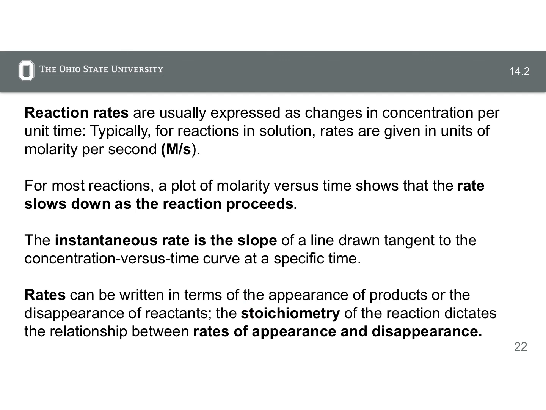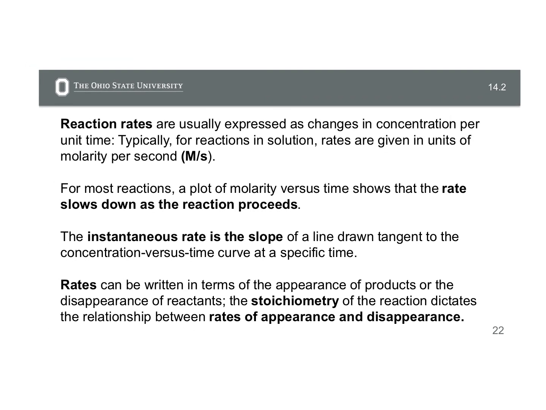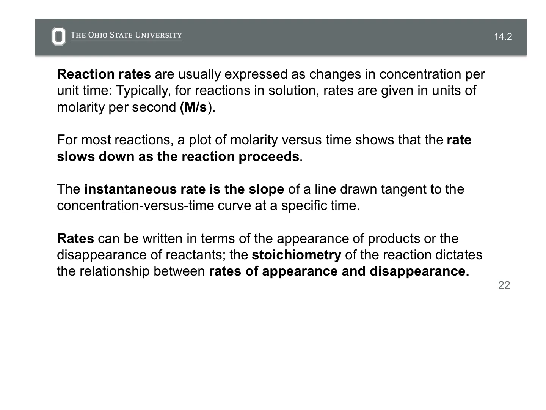Okay. So just to summarize what we've done here. Reaction rates are usually given in units of moles per liter per second. Keep an eye on those units. For most reactions, the rate slows down as the reaction proceeds. Again, we're losing concentration of reactants. Here's the term instantaneous rate. Rates can be written in terms of the appearance of products or the disappearance of reactants, but you have to watch that stoichiometry and recall that relationship.